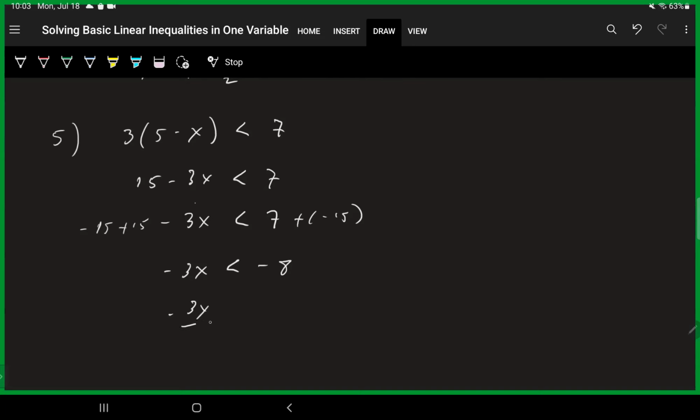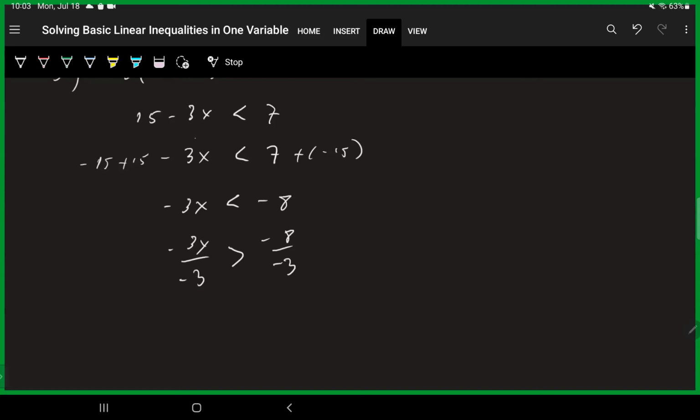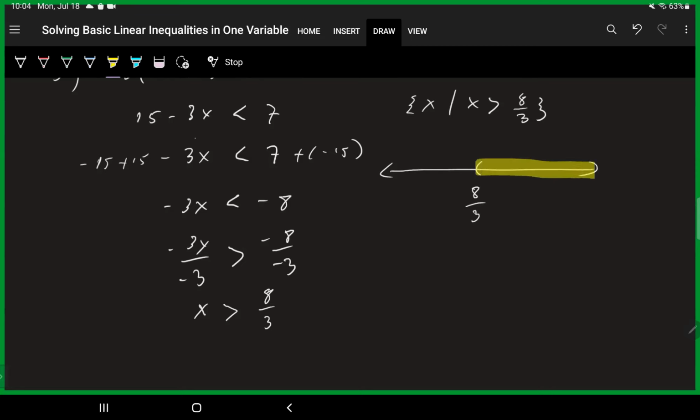Negative 3x divided by negative 3. That changes my inequality sign. Negative 8 over negative 3. So negative 3 divided by negative 3 cancels out, and I just get x is bigger than, and I have a double negative here, so it's a positive 8/3. x such that x is bigger than 8/3. And if I graph it, I'm looking at everything to the right of 8/3, but not including it. And my interval is 8/3 to infinity.